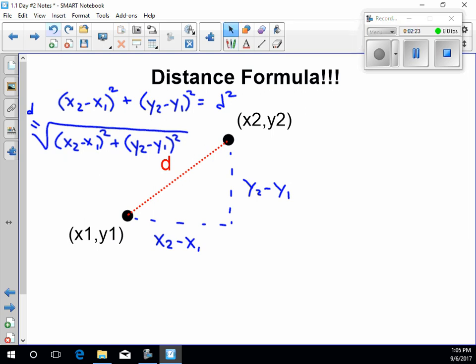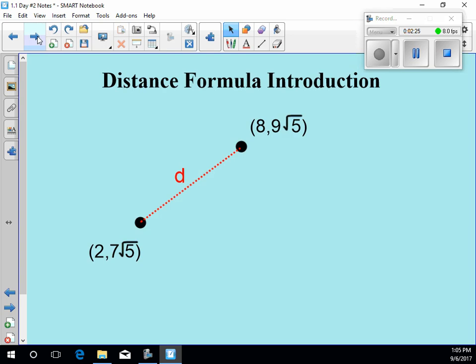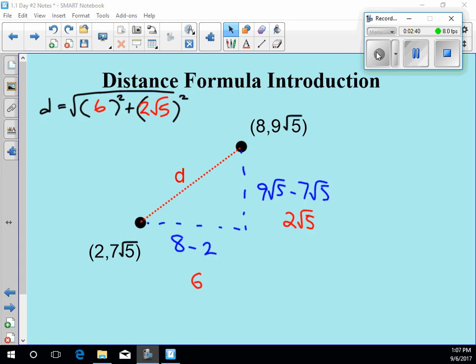I think we do a little something with midpoint here next. Oh no, we do an example. Take a moment with your neighbor and pay attention to what happens when you square 7 square root of 5. Find the length for d. All right, let's come back together here. We found the difference of our x's to be 6, difference of our y's to be 2 root 5. Any issues with that? Great.